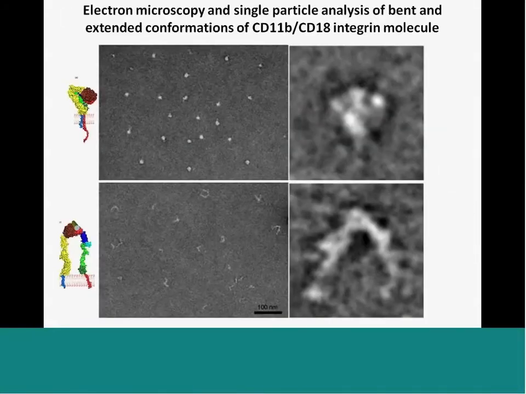conformations. In the upper part, there is a schematic picture of the bent conformation, and the extended conformation is in the lower part. If you analyze these fractions from the gel filtration chromatography by electron microscopy and negative staining, we can see that we were able to separate the bent conformation from the extended conformation. On the left side there is negative staining, which means that each white spot corresponds to a single ectodomain of this receptor.